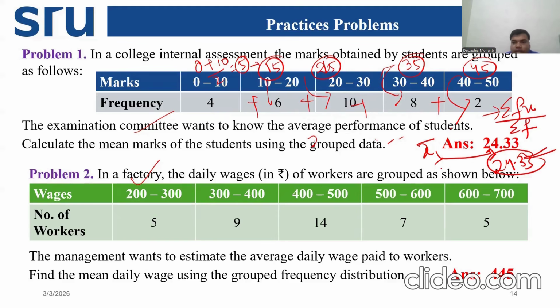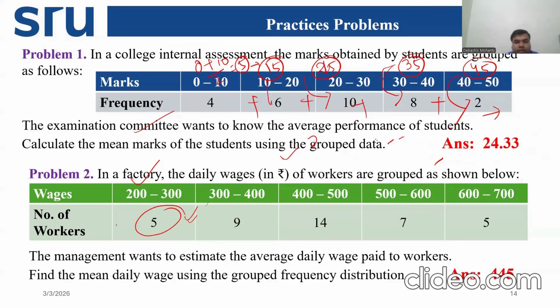In the second problem, try to understand the second problem. In a factory, the daily wages in rupees of workers are grouped as shown below. So here the group is given: the number of workers is the frequency, and this is the interval, right? So for 200 to 300 the frequency is 5. 300 to 400 interval, frequency is 9. 400 to 500, 14 frequency. 500 to 600, frequency is 7. 600 to 700, frequency is 5.